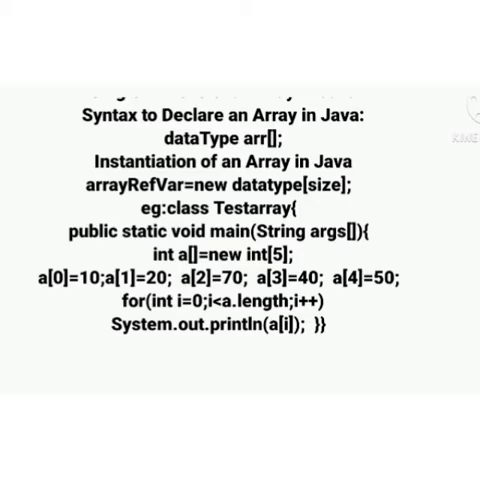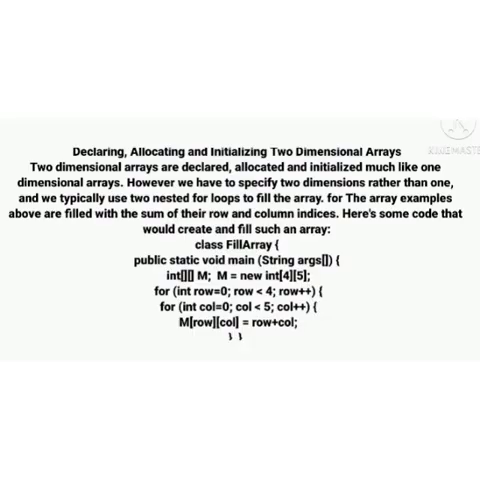Next one is the two-dimensional array. Declaring, allocating and initializing the two-dimensional array. Two-dimensional arrays are declared, allocated and initialized much like one-dimensional arrays. However, we have to specify two dimensions rather than one. We typically use two nested for loops to fill the array. The array in the example above is filled with the sum of the row and column indexes.